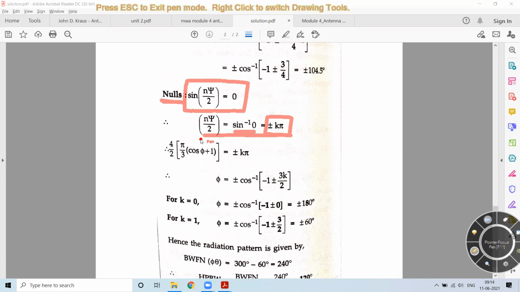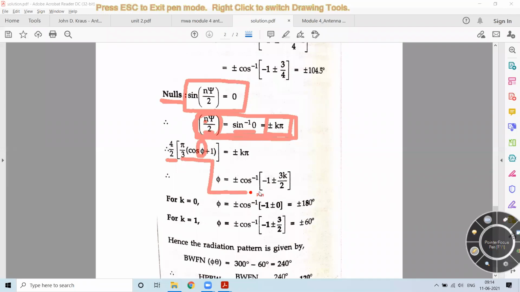So that is what you will be obtaining. So sine(n psi by 2) is equal to plus minus k into pi. When we obtain this equation, we try to simplify this entire parameter. N is 4, psi is given by pi by 3 into cos phi plus pi by 3, and the whole parameter is divided by 2.